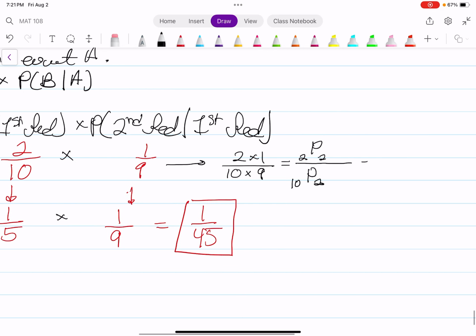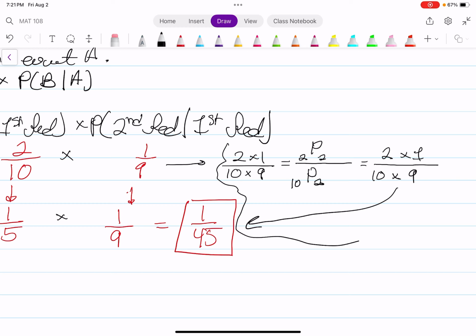What does permutation mean? Multiply natural numbers in descending order. So I'm starting with 2, and I must multiply 2 numbers counting down. So that's 2 times 1. This permutation on the bottom means I'm starting at 10, and I'm multiplying 2 numbers counting down, which is 10 times 9, which still gives you the same answer that we have down here. So this is more of just a curiosity, more of a note.